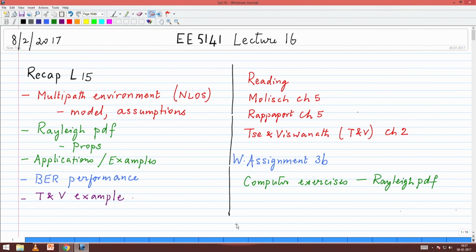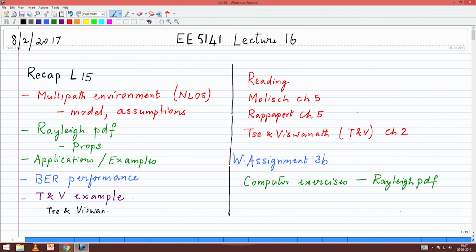So once the envelope gets affected, the bit error rate performance also will get affected. Today's class we will touch upon that. There is a very classic example that is often discussed in the context of multipath channels that is found in the book by Tse and Viswanath.